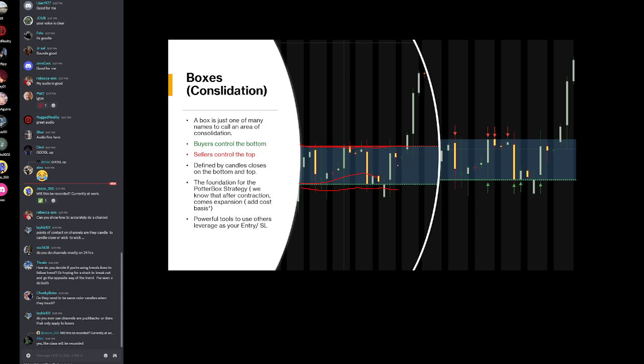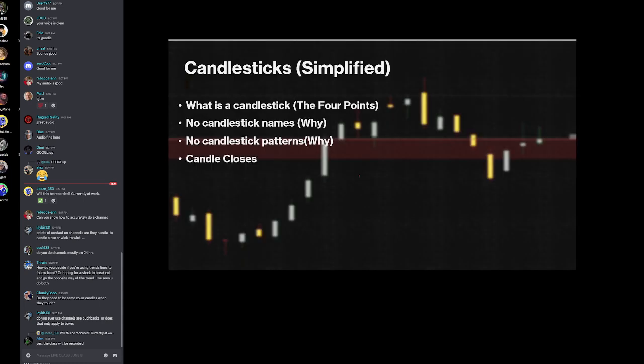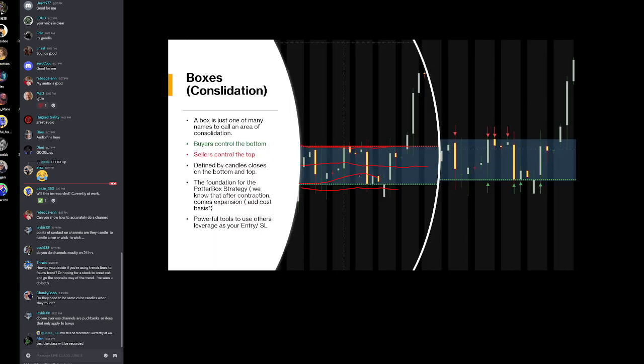Luckily, since creating this slide, again, small flex, but TradingView did add that middle line for me. So now if you have TradingView, you don't have to add cost basis, right? Thank God. All right. Now, these are the basic tools, right? Channels, boxes, uptrend, downtrend. These are the basics, right?